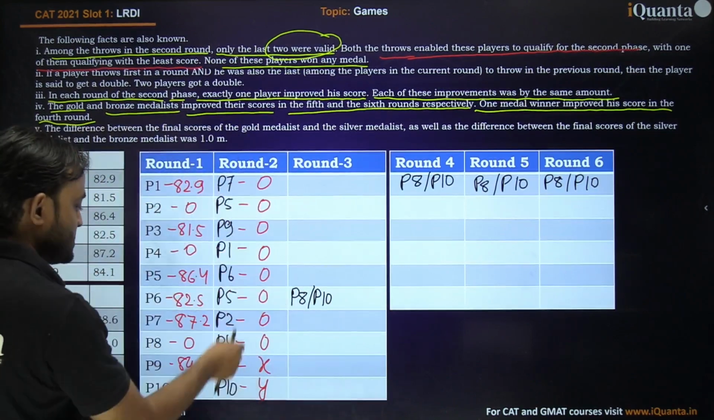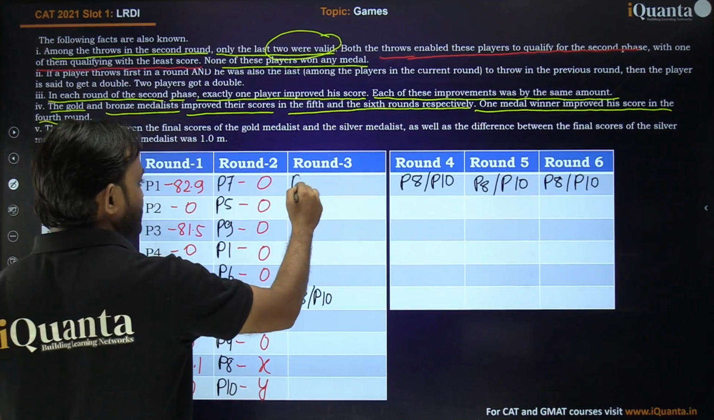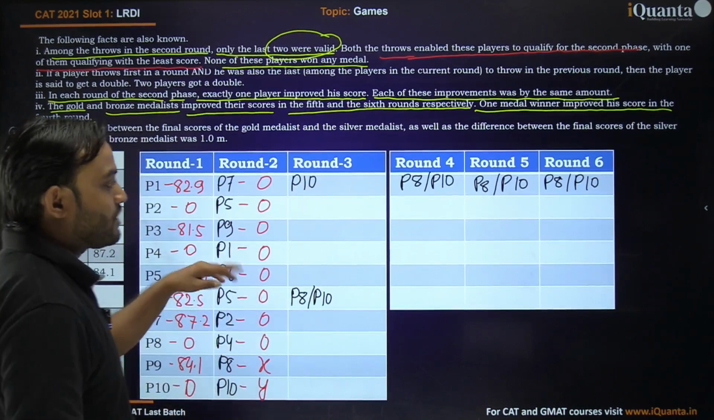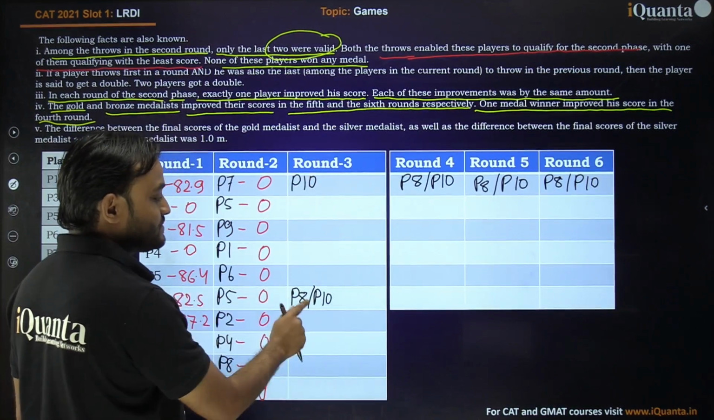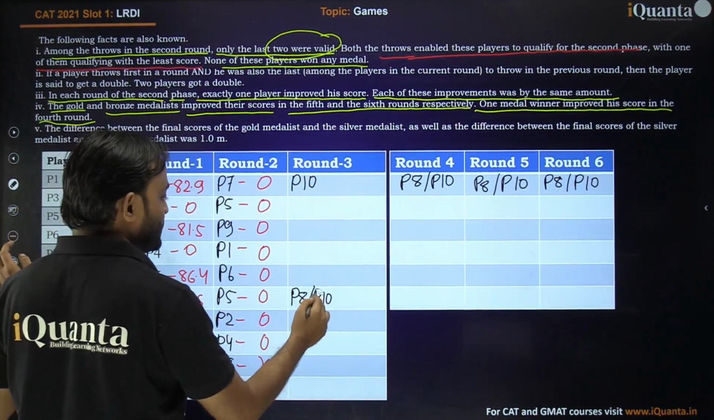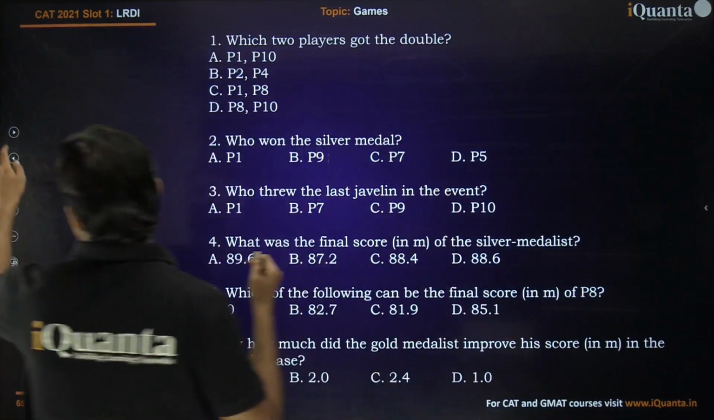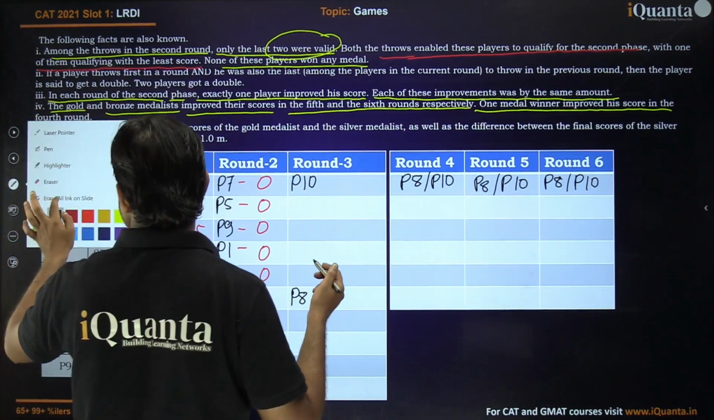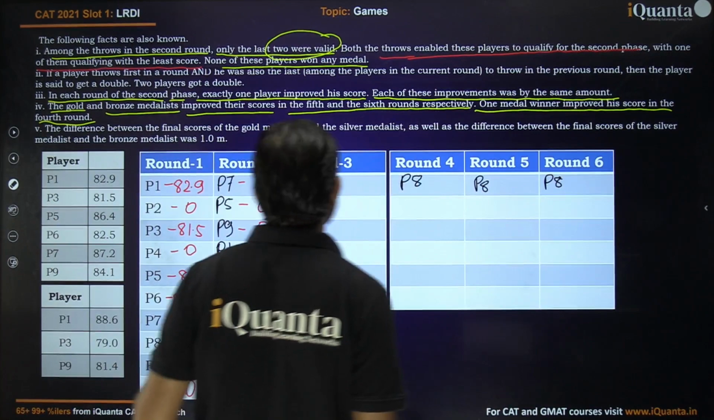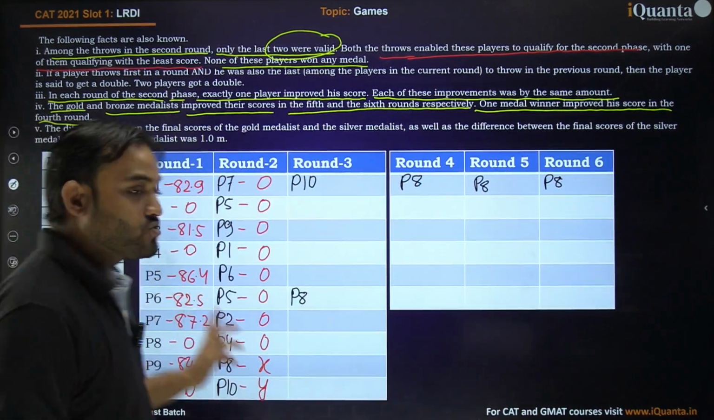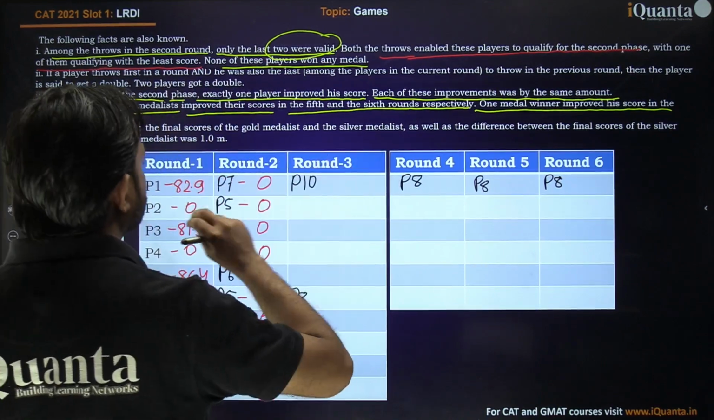So in round 2, the last player to throw was P10. Can we say he must be the first player to throw in round 3, and in round 3 the 6th rank was P8, so he must be the first player to throw in round 4, round 5 and round 6. So we got our players who got the doubles, right? Now let's see the rest of the information.